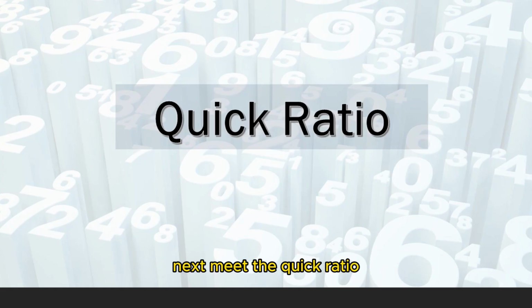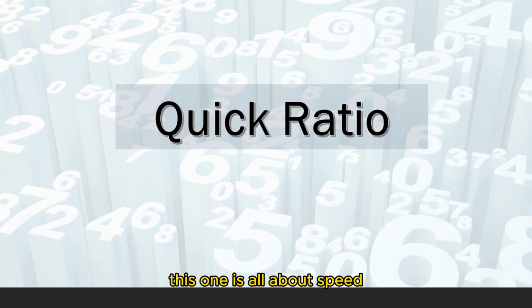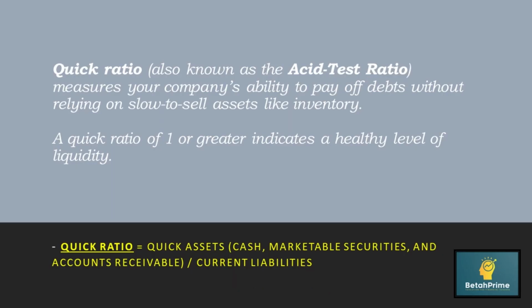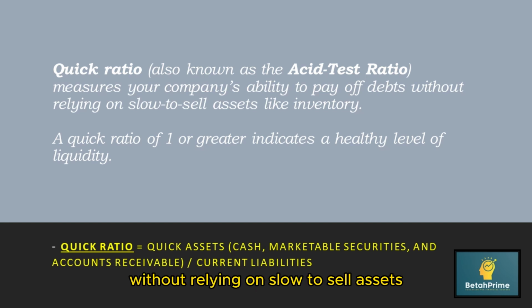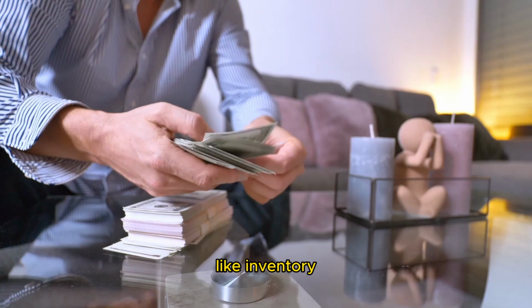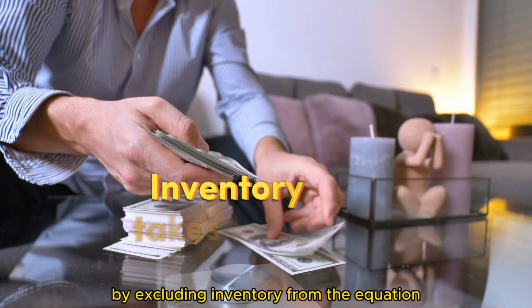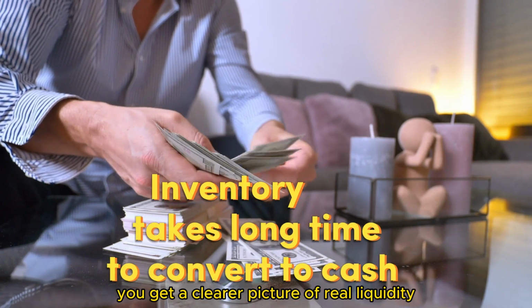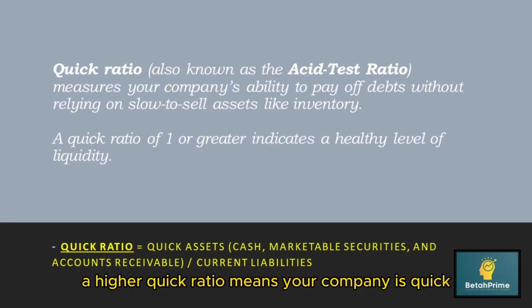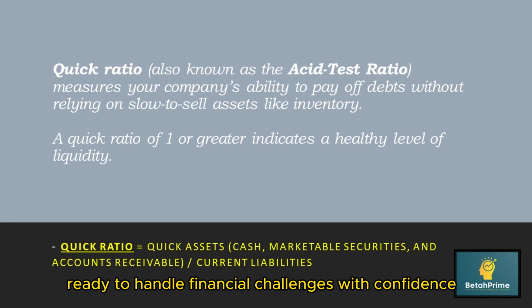Next, meet the quick ratio, also known as the acid test ratio. This one is all about speed. It assesses your company's ability to pay off debts without relying on slow-to-sell assets like inventory. By excluding inventory from the equation, you get a clearer picture of real liquidity. A higher quick ratio means your company is quick on its feet, ready to handle financial challenges with confidence.